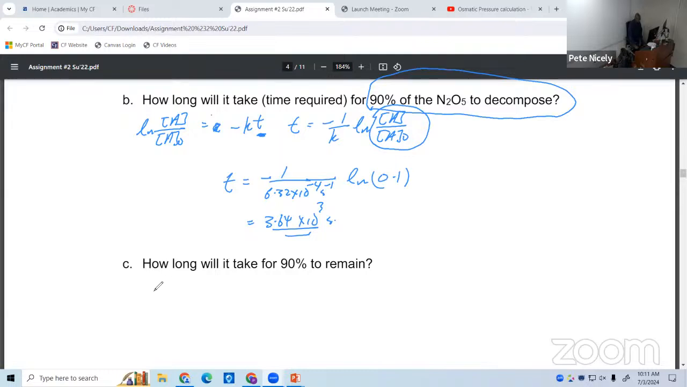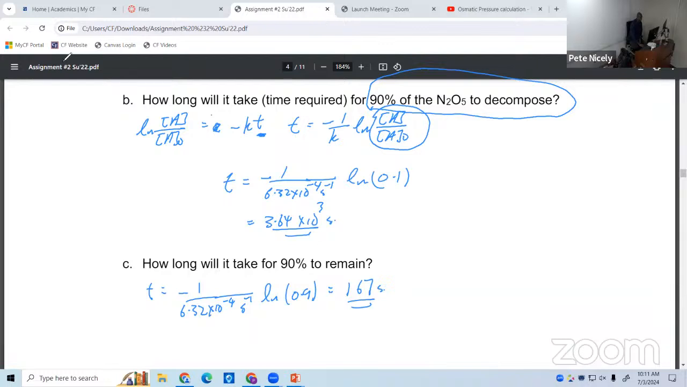So in this case here, t will be equal to minus 1 over 6.32 times 10 to the minus 4 seconds to the minus 1, ln 0.9. And according to my calculations, this works out to be equal to 167 seconds. And that's how that is done. All right, any questions about that one? Questions?